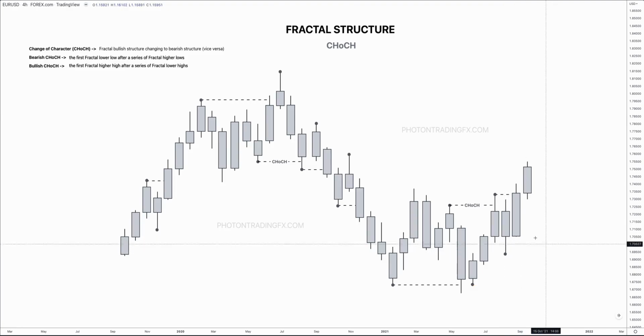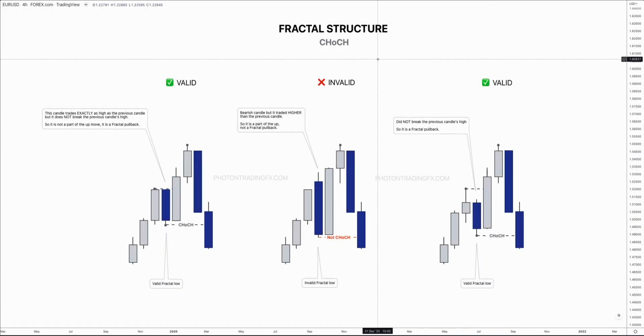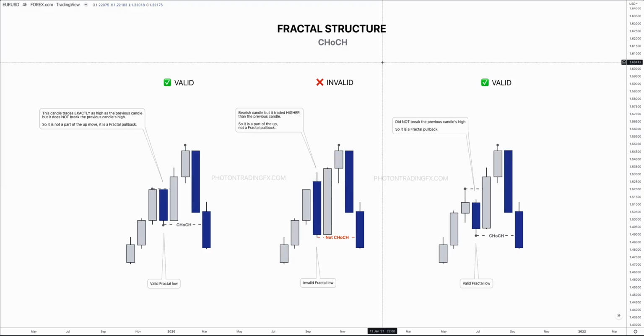So cool. We'll go through tons of examples, but the main purpose of this little mini lesson here is that a change of character is simply the bullish structure shifting to bearish when we get that initial fractal trend change, and then vice versa. Okay, cool. Now we're just going to look at a few examples where I typically find people can often get caught out on. Okay, so some common errors.